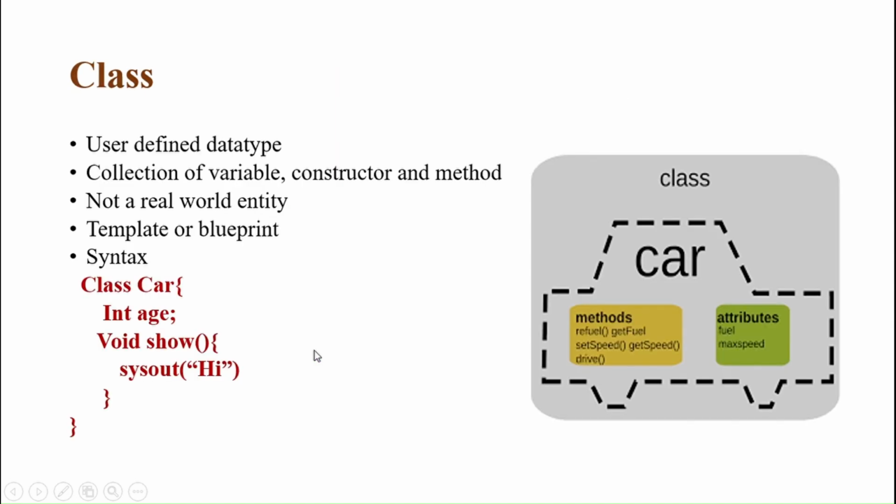So basically, what exactly is a class? A class is generally known as a user-defined data type. Inside a class, different types of variables, constructors, and methods are defined. Hence, a class is known as a collection of variables, constructors, and methods. Here is the figure. Inside a car class, there are different methods such as refuel, get fuel, drive, etc. And attributes like fuel, max speed, etc. are attributes of the car class.